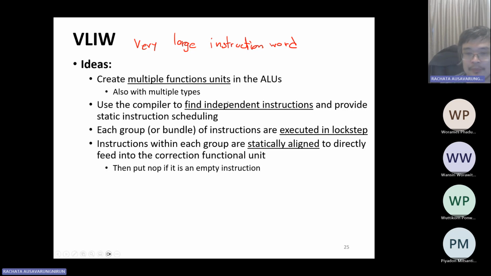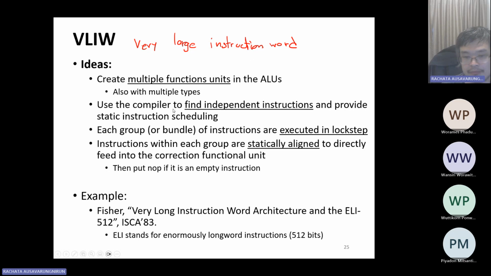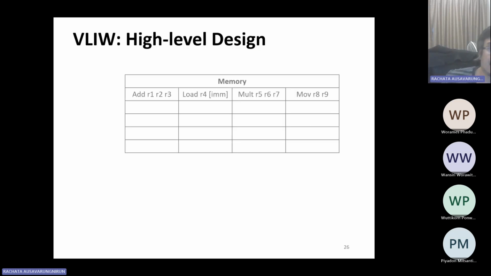One example of this was proposed in 1983, called the very long instruction word architecture for the ELI 512. ELI stands for enormously long instruction. This is one of the high impact papers that proposed a functional architecture that does 512-bit instructions. And here is the high level design, right?